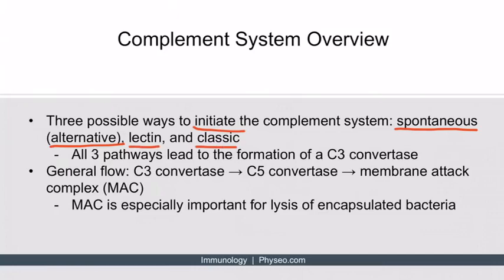Now, it's easy to get lost in the weeds of all three of these pathways, but what you need to know is that all three pathways lead to the formation of a C3 convertase. So here's the general flow of the complement system. C3 convertase is formed, then C5 convertase is formed, and then the membrane attack complex is formed, abbreviated MAC. And the membrane attack complex is really important for the lysis of encapsulated bacteria.